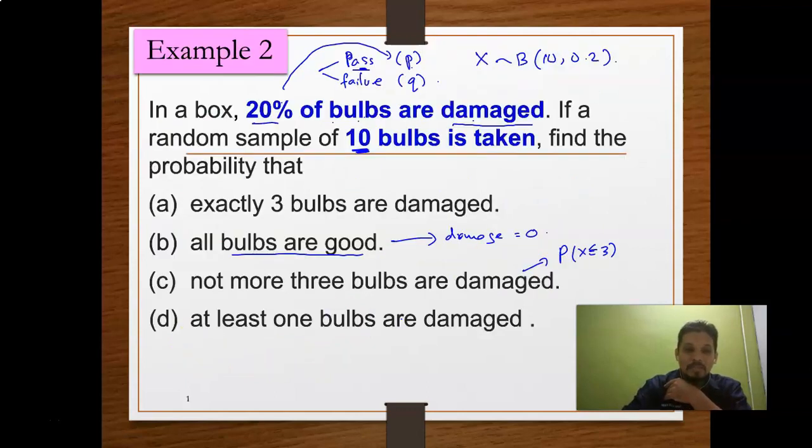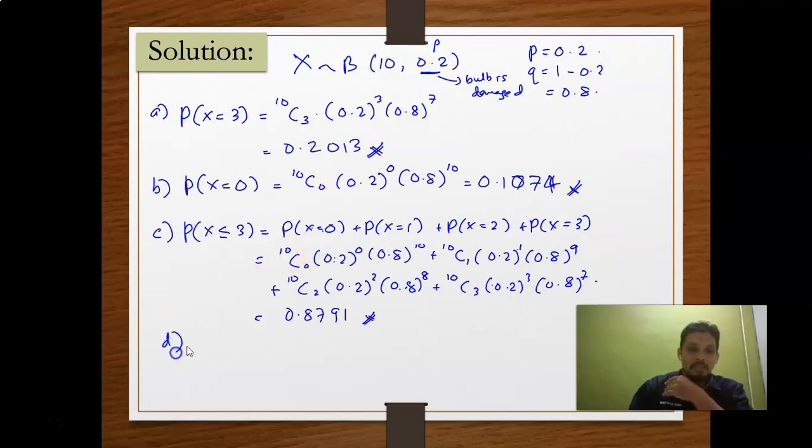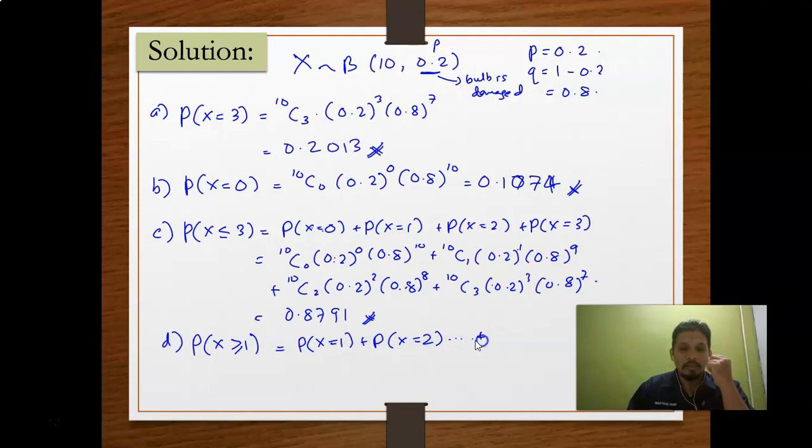At least one bulb. So then D is the probability of X greater than or equal to 1. Okay, so class, for binomial, it is considered discrete, meaning the signs of greater than or equal and greater than have two different meanings. So for this one, probability of X equal to 1 plus probability of X equal to 2 until probability of X equal to 10. Are we going to list down all of these one by one? You may do so if you want to, but let's make our life easier.